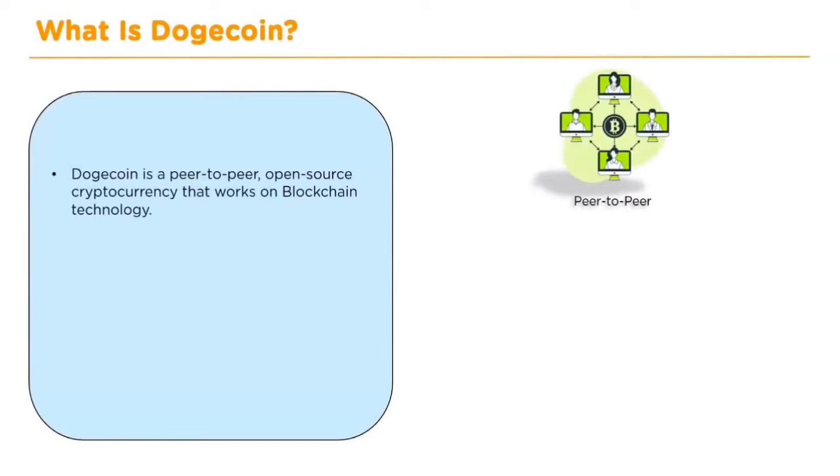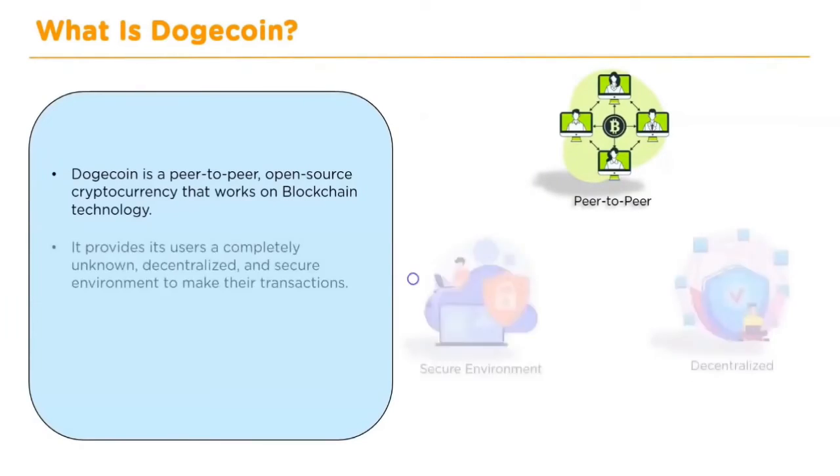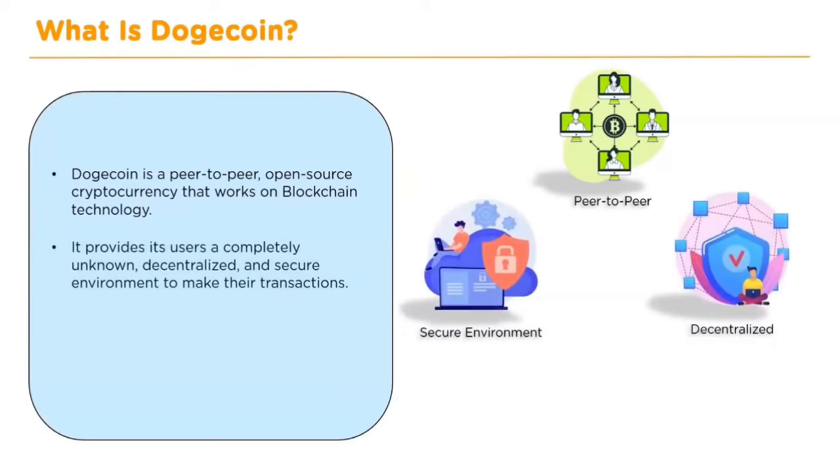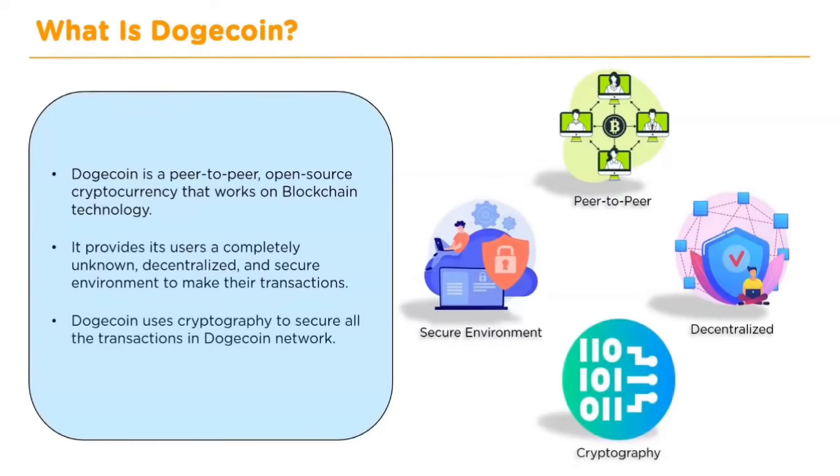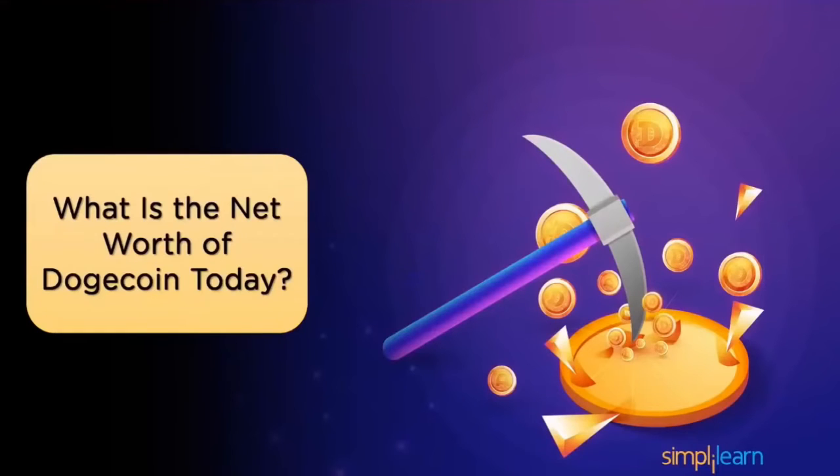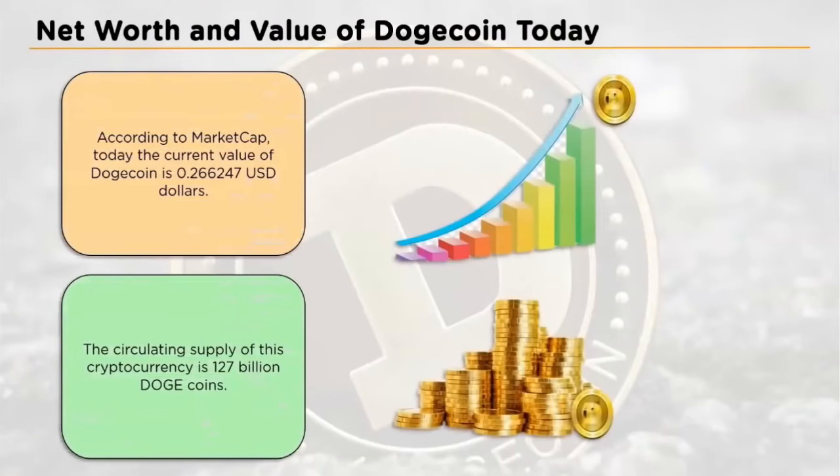Dogecoin is a peer-to-peer open source cryptocurrency that works on blockchain technology. Also, it provides its users a completely anonymous, decentralized, and secure environment free from any third-party interference to make their transactions. Dogecoin uses cryptography to secure all its transactions. This makes me curious to know what is the net worth and availability of Dogecoin today. According to market cap, today the current value of Dogecoin is $0.266247 USD. The circulating supply of this cryptocurrency is 127 billion Dogecoin.